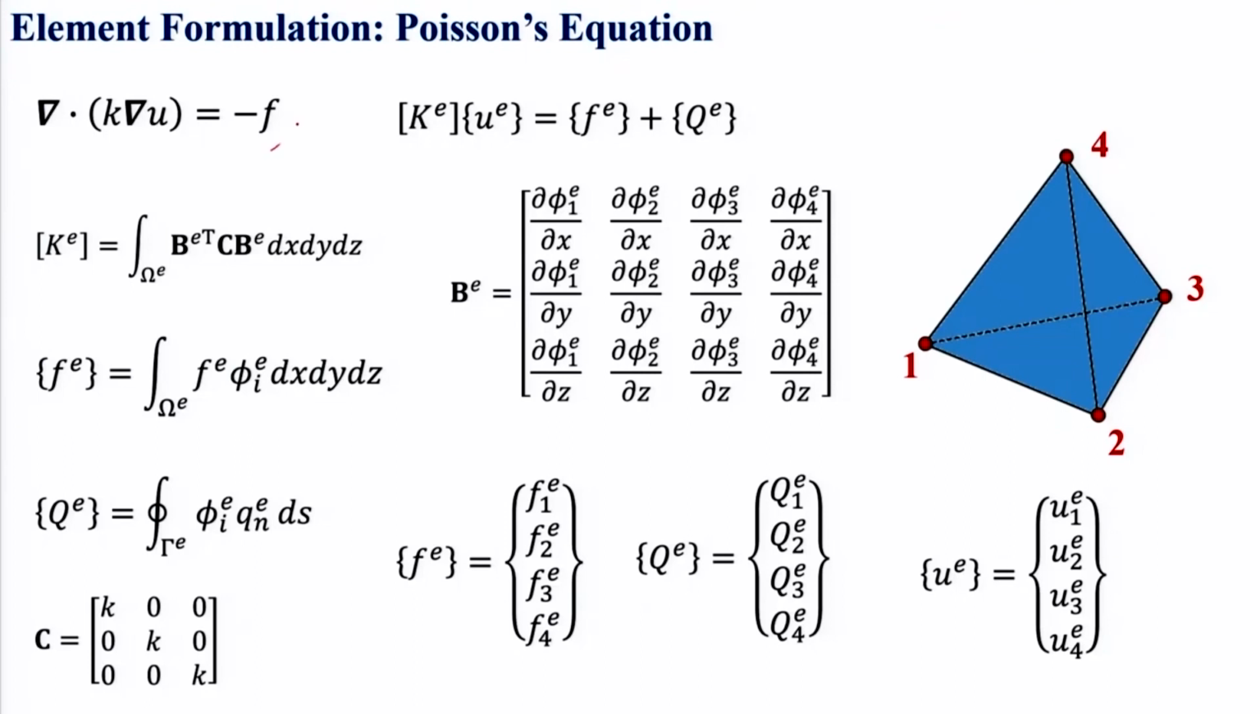This is the governing equation. Now this operator is in 3 dimensions. We have the del x term, del y term, and del z term, and this is the equation. Now the coefficient matrix will be like this: integration over dx, dy, dz, and then the source term will be this, and finally the boundary flux term will be this.